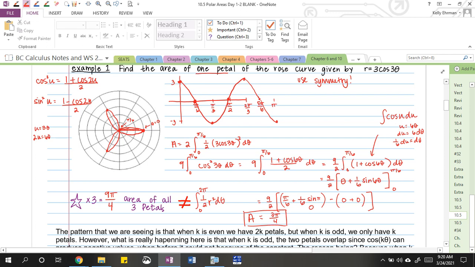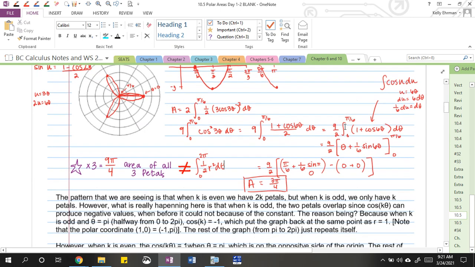If I went from 0 to 2 pi, I wouldn't get 9 pi over 4 because remember, we did graph this whole thing and we got there in pi units, right? So if I were to go to 2 pi, I would be tracing the graph over itself and I would get double the area. So that would not be accurate.